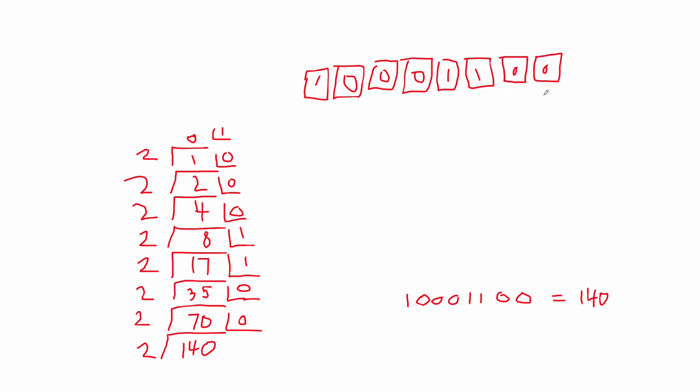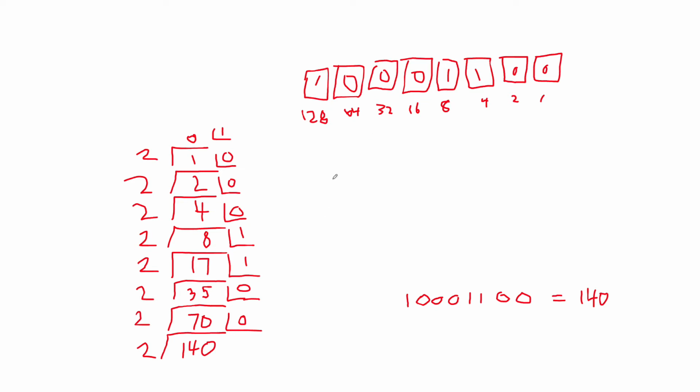Let's go ahead and write in our place values. 2, remember we're going to double it every time. 4, 8, 16, 32, 64, 128. We only need to be concerned about the place values that have a 1.